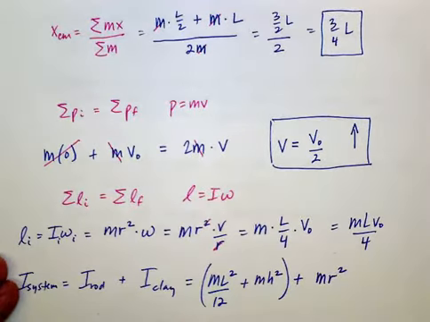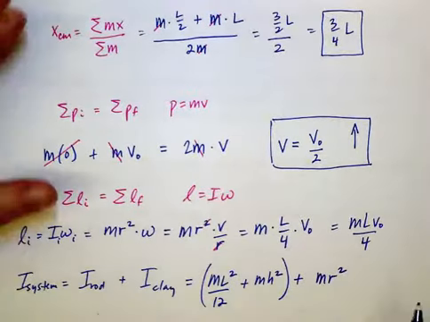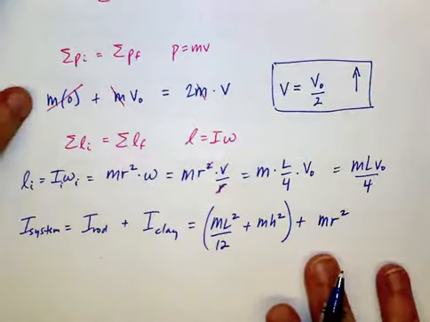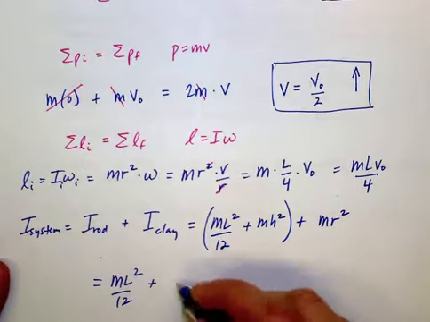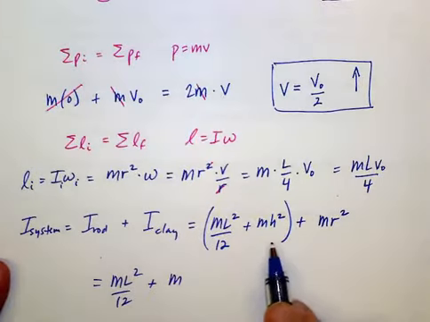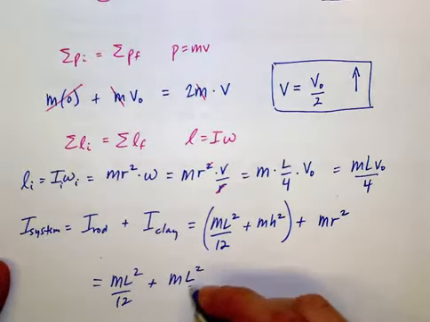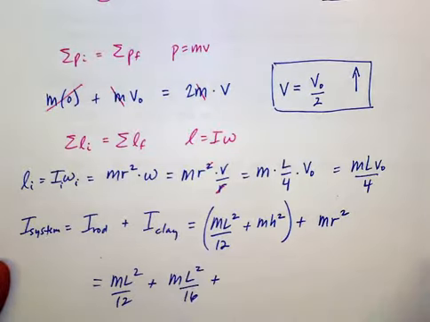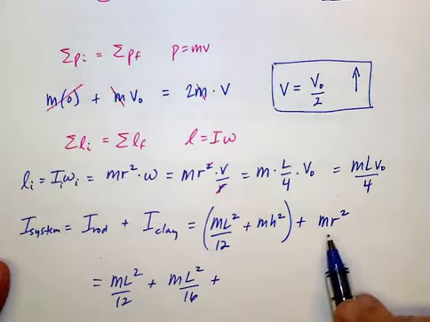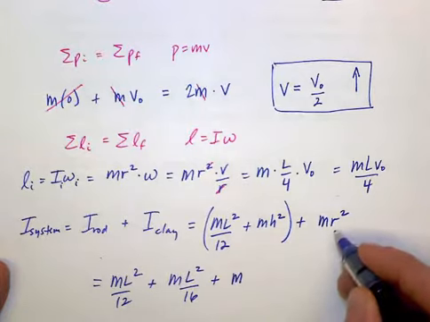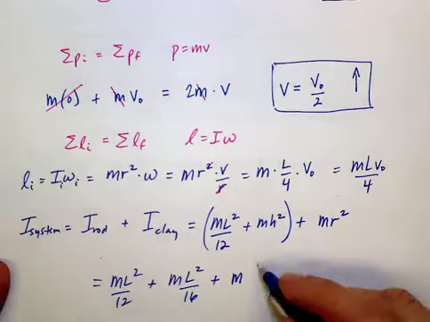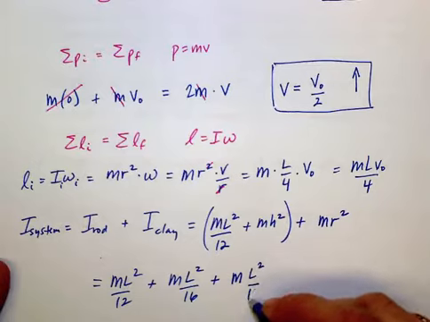All right, so let's start to put some pieces together here. m times L squared over 12, plus m times, and h is L over 4, so when we square that, that'd be L squared over 16. And then for our piece of clay, also with a mass of m, the r value again is L over 4, again L squared over 16 when it's squared.